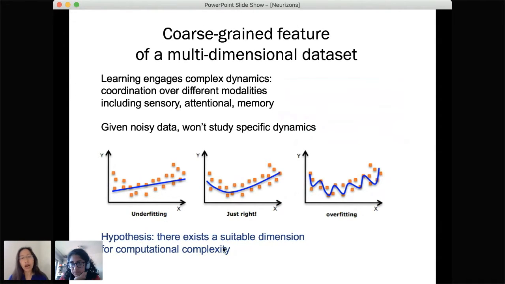So our hypothesis is that there exists a suitable dimension, this is a coarse feature we'll be looking at, that allows us to capture the computational complexity of the task that we are learning. And this is definitely going to be set by what we are learning and not by the parameters of the neural network or of the imaging of the hundreds of thousands of voxels that we have access to. But it is really set by the task.